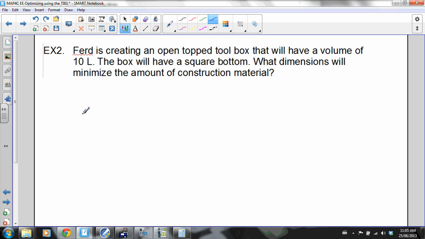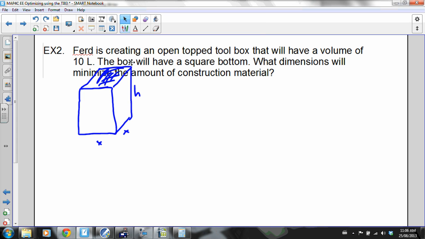For just creating an open top toolbox that will have a volume of 10 liters. The box will have a square bottom. So I don't know what this is. All I know is the bottom is a square. So that's x by x. I don't know the height, but I do know that this is open. There's no material here. What dimensions will minimize the amount of construction material?